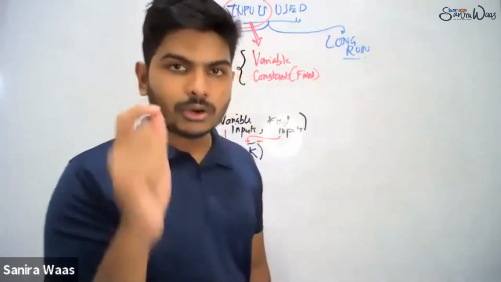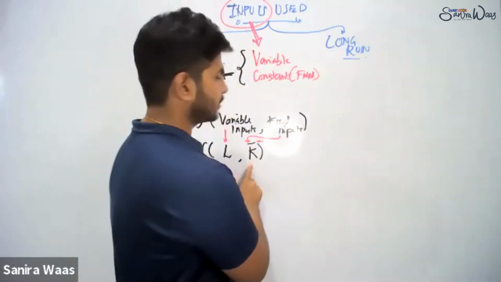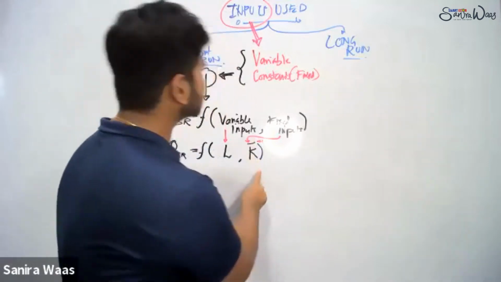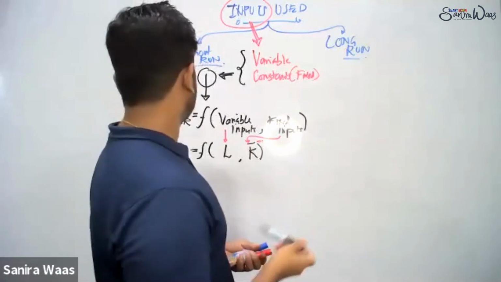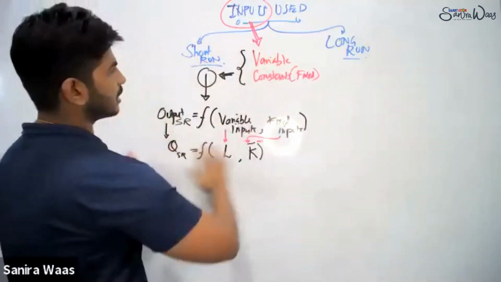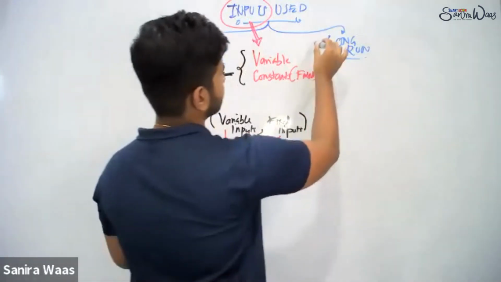The only logic is that at least one factor needs to be fixed. That factor can be the capital or else it can be labor also. Right. This is the short run perspective. Now let's get into the long run perspective.